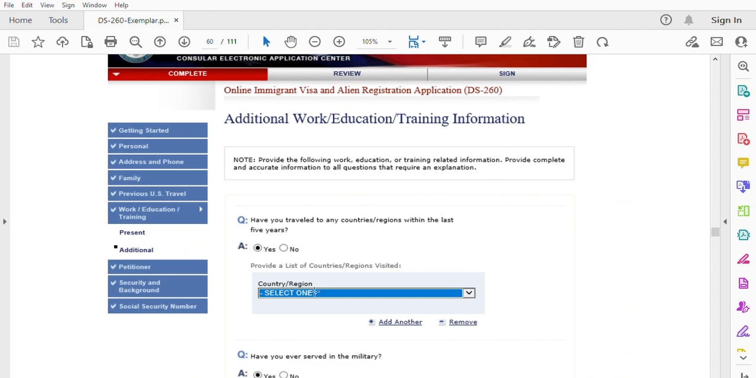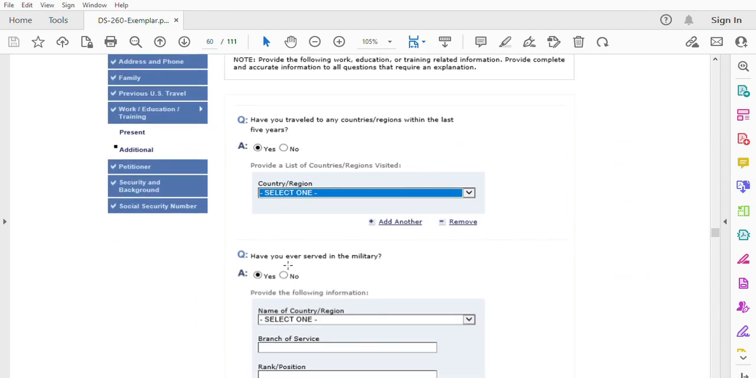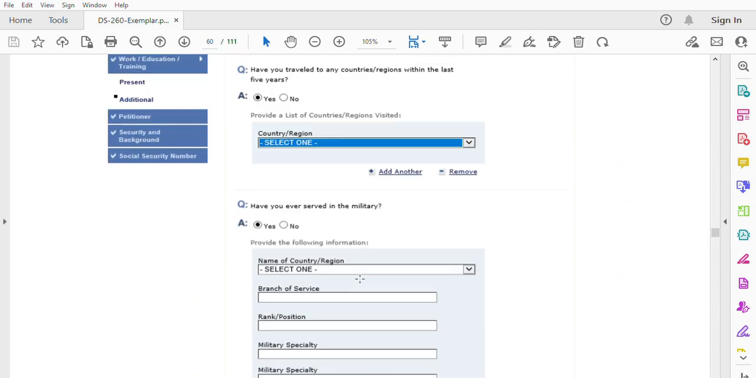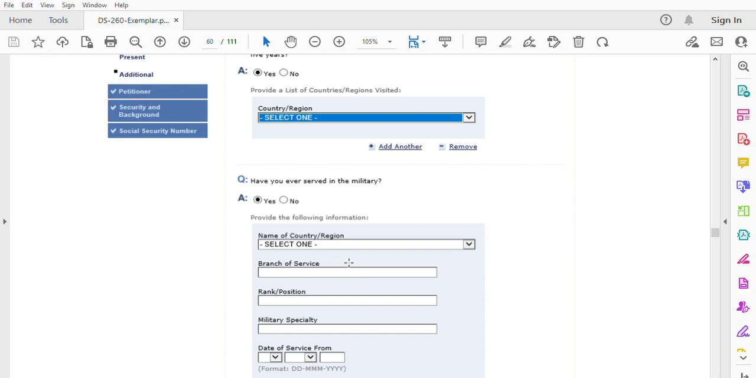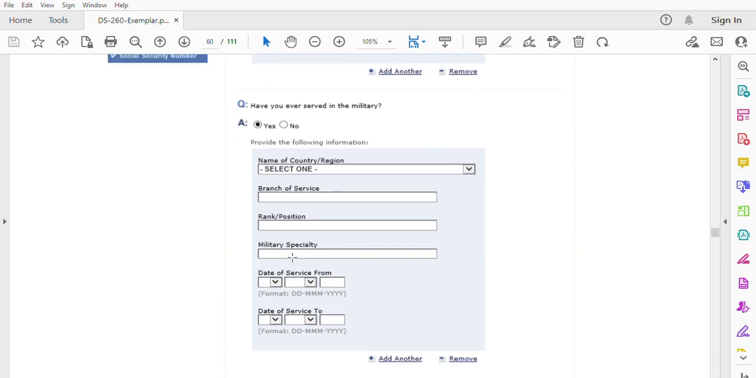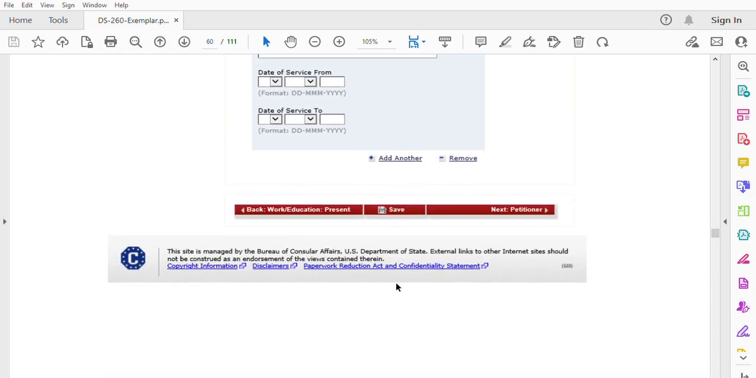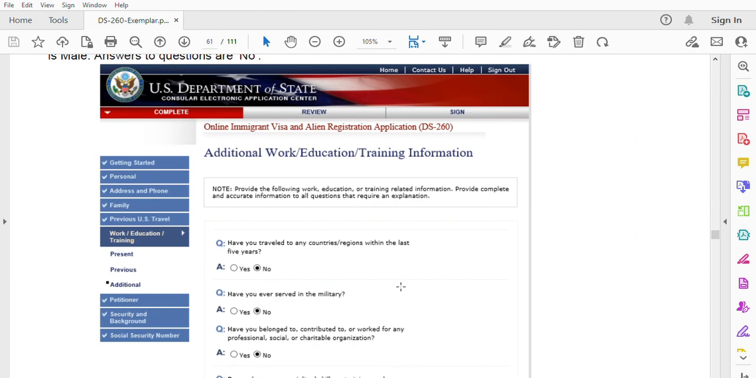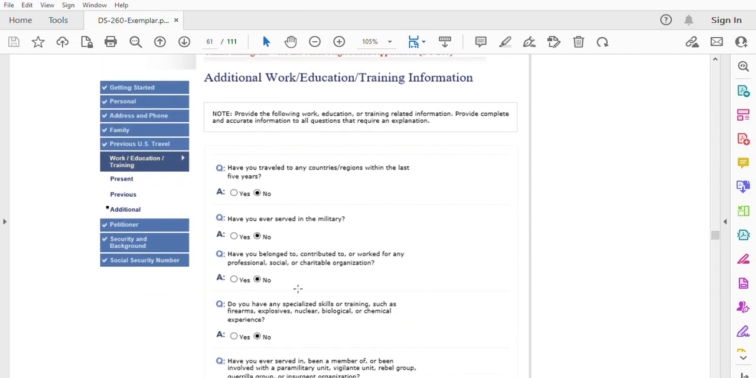If you answer yes, you're gonna select the country. Have you ever served in the military? If you say yes, you're gonna answer where, and the branch of service, position, military specialty, and from, to. We're gonna go to the next one. Have you ever traveled to any countries or regions within the last 5 years? And it depends on your answers right here.